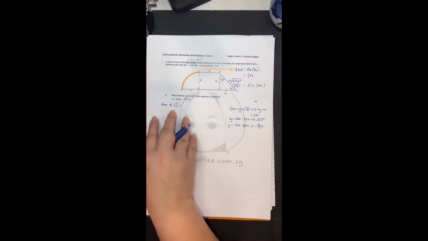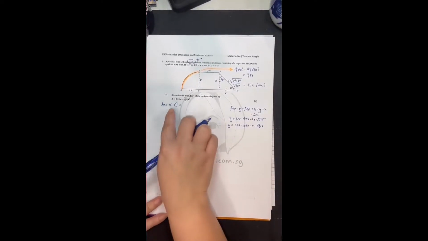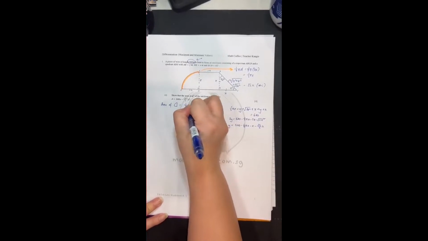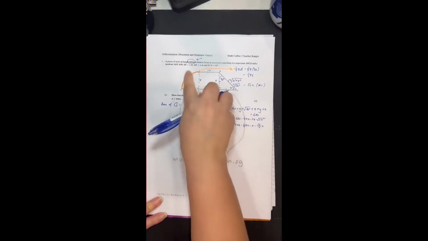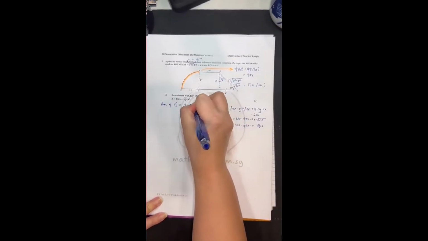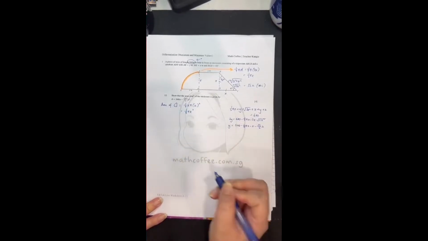I need to find the area of the quadrant. So area of the quadrant will be 1/4 multiplied by pi r squared. This quadrant radius is x. So it becomes 1/4 pi x squared.